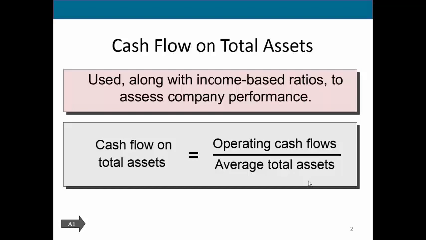So it gives us an understanding of what are we doing with our investments? What are we doing with the money that we're spending on the overall assets of the company? Are we actually producing operating cash flows? And it gives us an idea of the riskiness or the stability of the company. So that's the cash flow on total assets ratio.